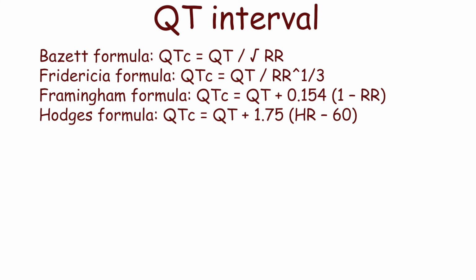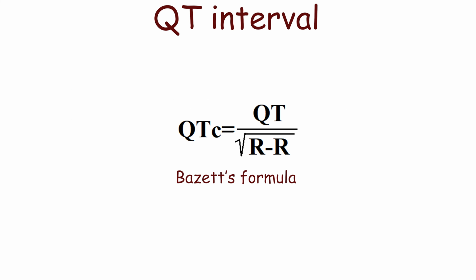The QT interval can be corrected for a heart rate using many formulas. Bazett's formula is the most commonly used. The QT interval is divided by the square root of the RR interval in seconds. It may overestimate the QT interval at a high heart rate.